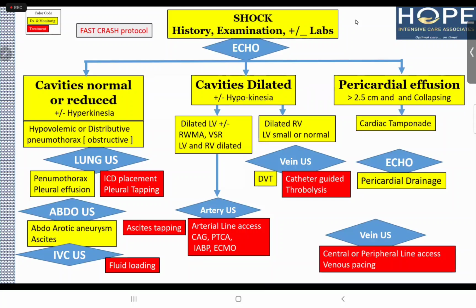Then last is look at the aorta, look at the vein to find out DVT. The yellow boxes are the differential diagnosis list, and the red boxes here help us to find out the therapeutic aspects of this. So you put an ICD by first marking the skin by ultrasound.